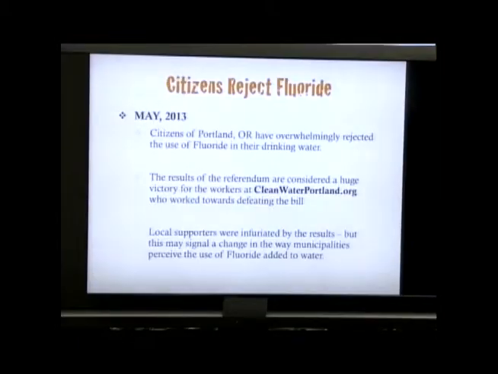Last year, the citizens of Portland, Oregon fought very hard to get fluoride out of their water supply. They had a project called cleanwaterportland.org, and they worked very hard at defeating the bill which would have added fluoride to their water supply. And it's one of the first large municipalities in the United States that has actually done this.